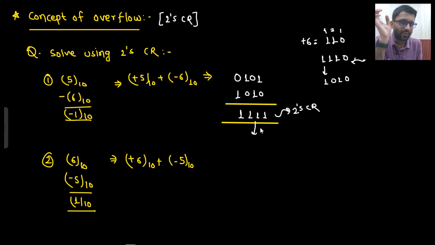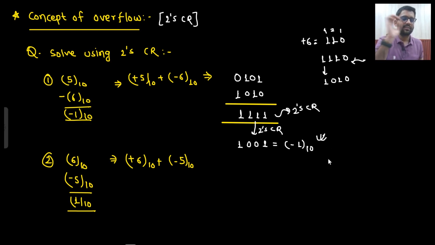If we need to get sign magnitude representation, then we again need to take 2's complement. So what will that be? 1 as it is, start back from here. This one will be complemented, this will be complemented. So the answer is what? You can see the first bit is for sign and the rest of the bits are for magnitude. So magnitude is 1 and sign bit is 1. So minus 1. That's the answer.